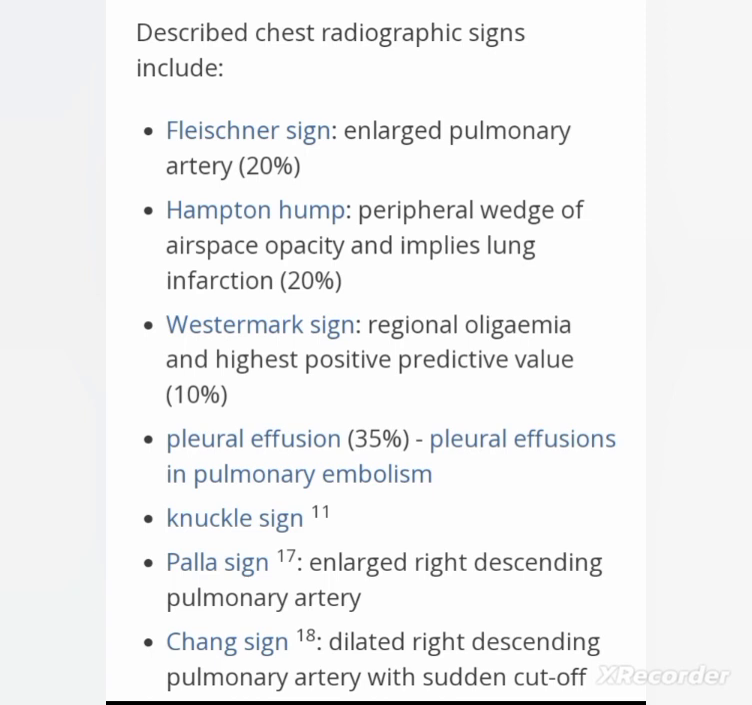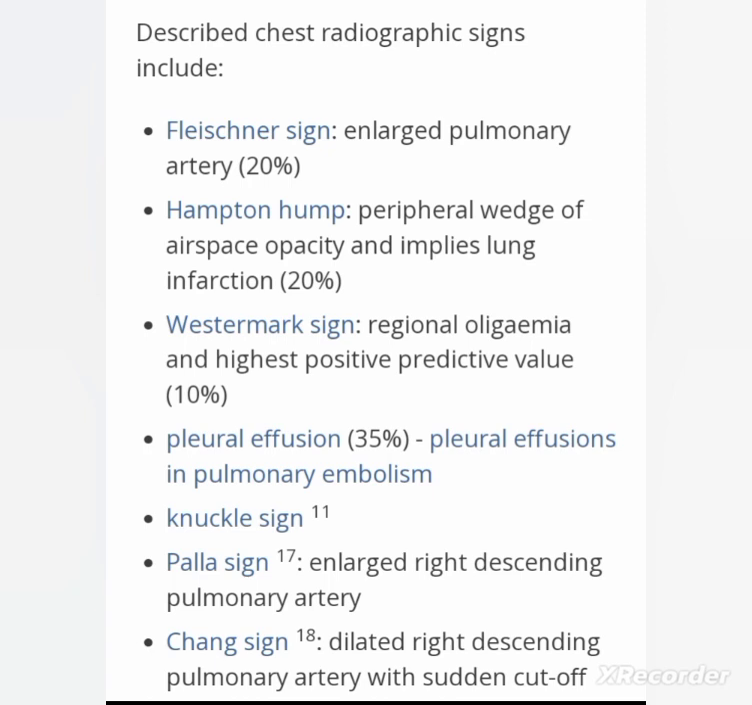Next one, Hampton hump. Hampton hump means peripheral pooling of airspace opacity and implies lung infarction. So here when we are observing the peripheral area, peripheral airspace, there will be opacity. Opacity will be seen. So here there will be decreased blood supply or no blood supply to the area. That's why the blood flow is cut off to that area. That is known as the Hampton hump. So in that area there will be airspace opacity.